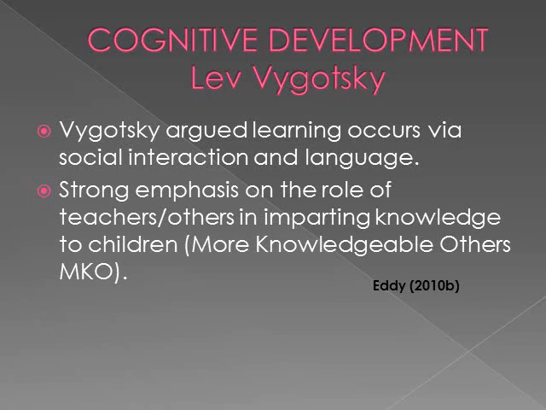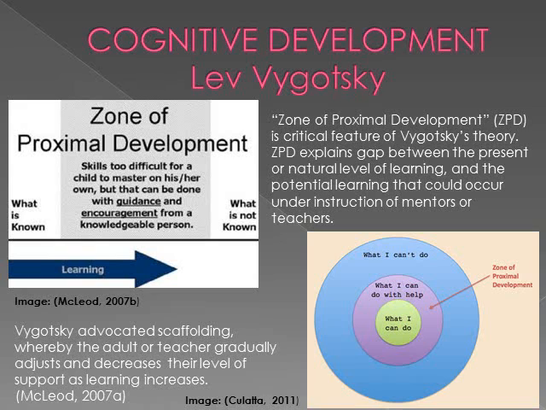Vygotsky, however, argued that learning occurs via social interaction and language, with a strong emphasis on the role of teachers or others in imparting knowledge to children. The zone of proximal development is a critical feature of Vygotsky's theory. This explains the gap between the present or natural level of learning and the potential learning that could occur under instruction of mentors or teachers.